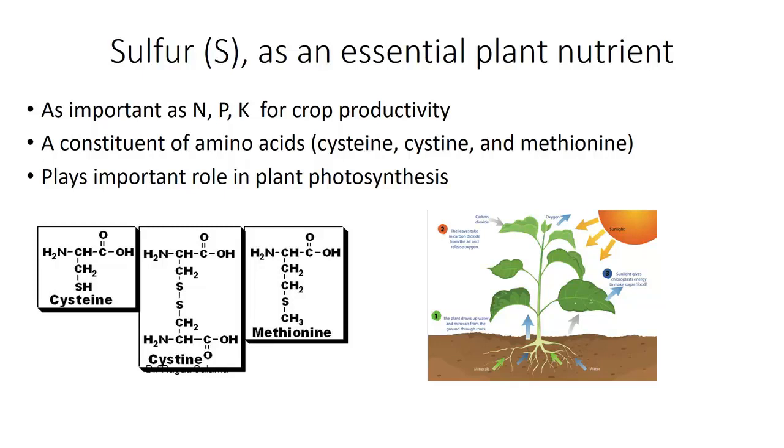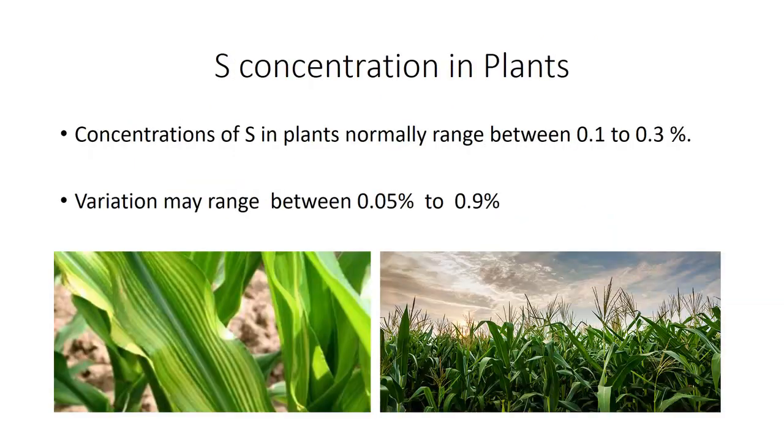It also plays an important role in photosynthesis. That's probably why we get the yellowish color when there's sulfur deficiency in the crop. The sulfur concentration in plants is usually between 0.1 to 0.3% in the tissue. This number might vary under certain conditions, so we might get it as low as 0.05% or as high as 0.9%, depending on the crop and the stage you're taking the measurement.